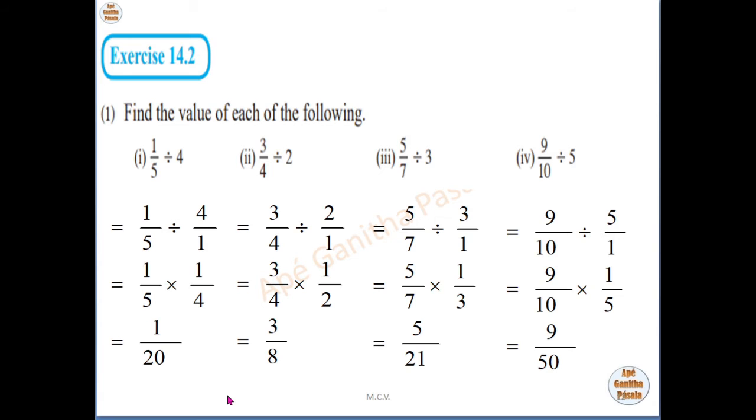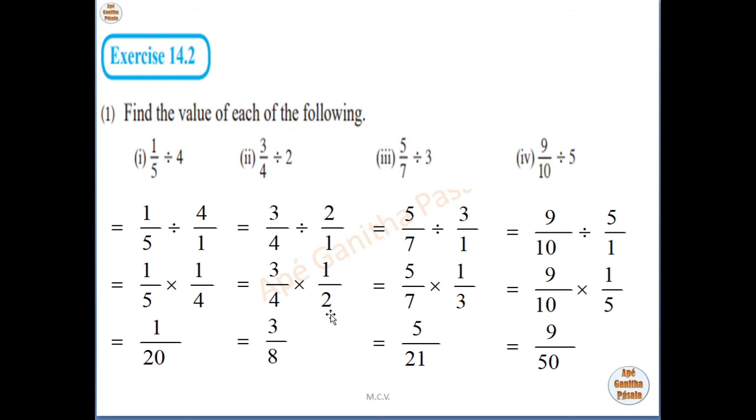So, 4 over 1 can be written as 1 over 4. Division sign converted into multiplication. Now multiply numerators together. 1 into 1, 1. 5 into 4, 20. The answer is 1 over 20.